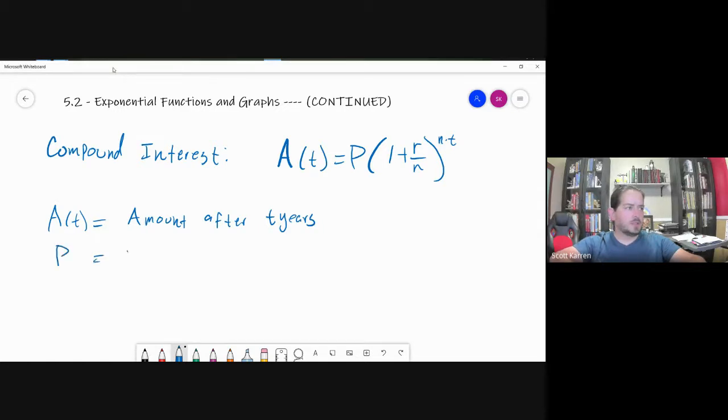A of T is the amount in the account or owed, whatever it is that we're talking about, but it's the amount after T years. P is the principal, which is the amount that's put into the account at the very beginning, right? You go into a bank, you say, I want a savings account, here's $10,000. That $10,000 is your principal, right? R is an annual interest rate. And N is the number of compounds per year.